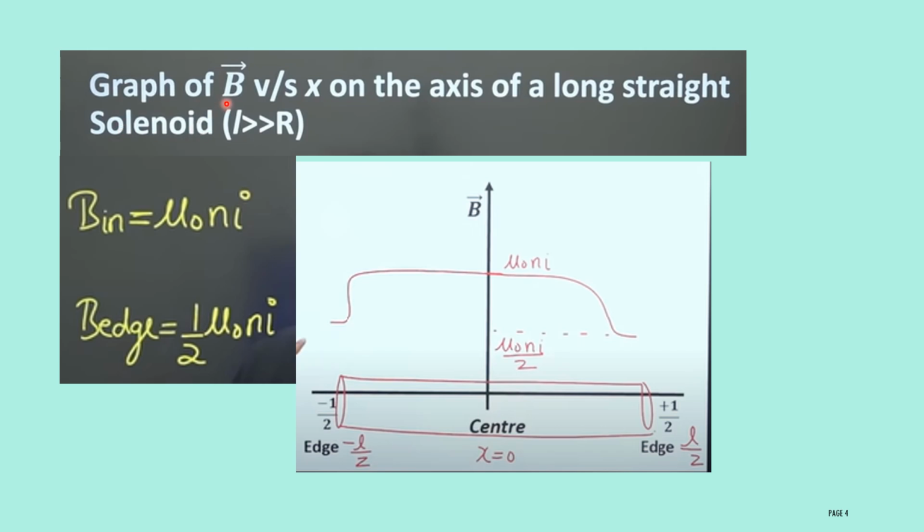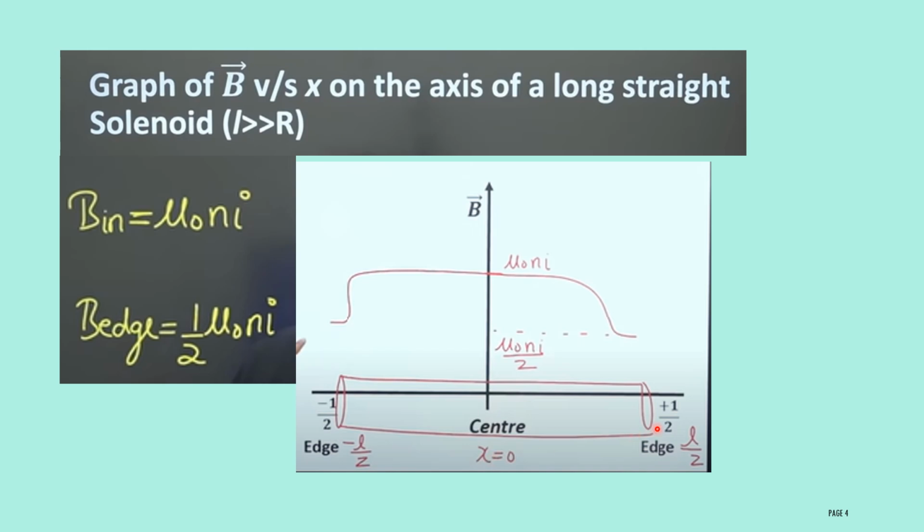Graph of magnetic field versus x-axis on the axis of a long straight solenoid. The length of the solenoid is much greater than the radius of the solenoid. Consider the solenoid along the x-axis, and on the vertical axis B, the magnetic field strength of the solenoid. This is at the center, where x will be 0.